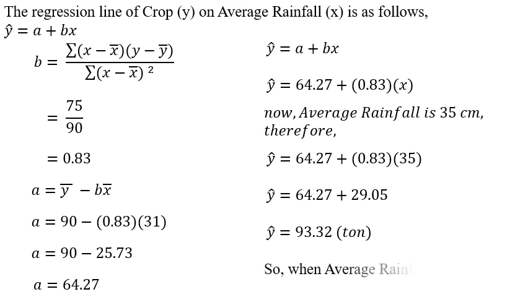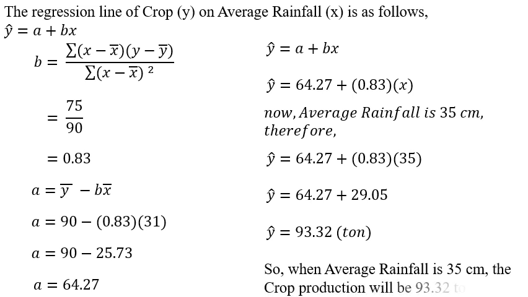So when average rainfall is estimated at 35 centimeters, the crop production will be 93.32 ton.